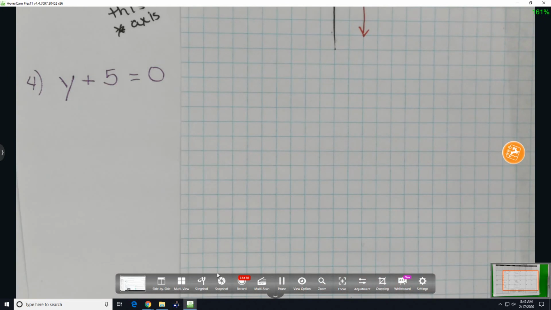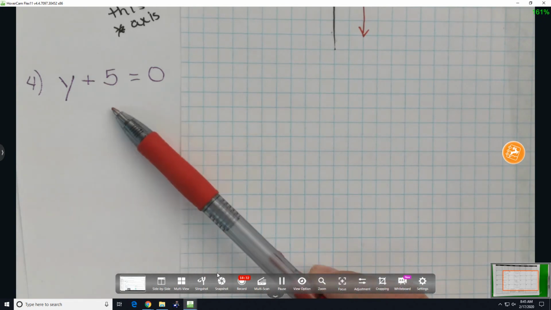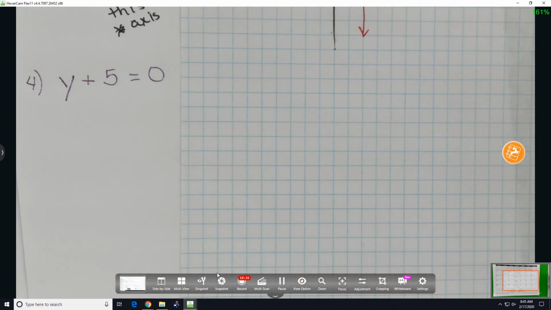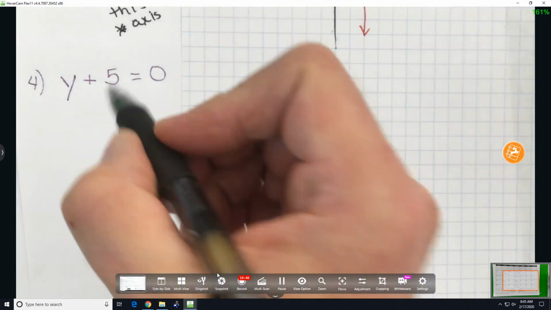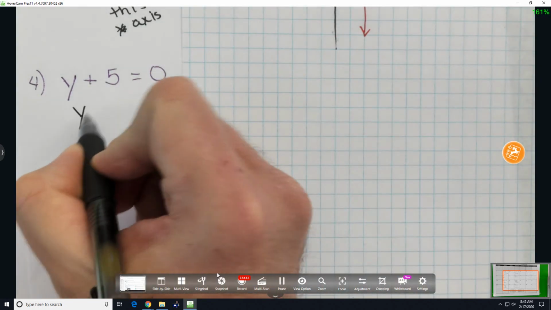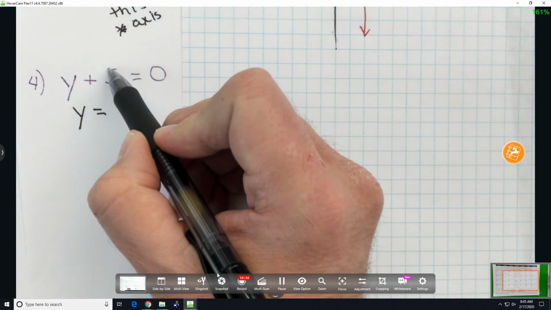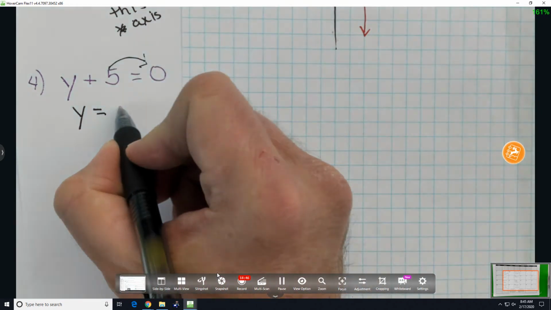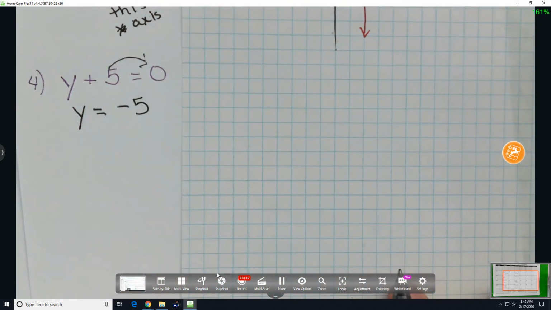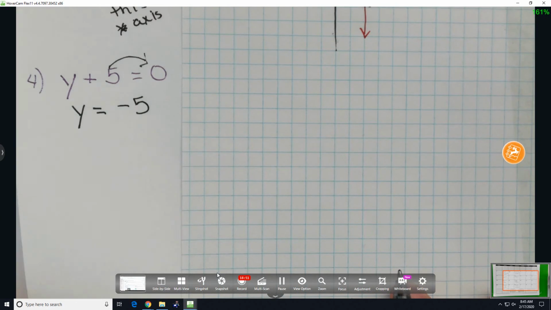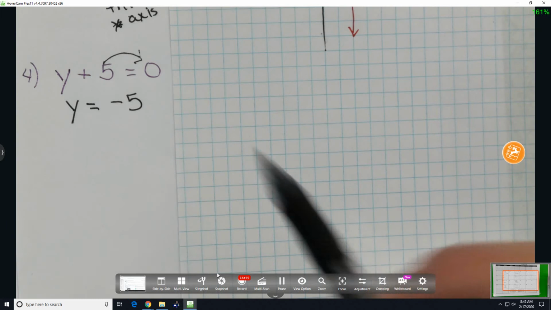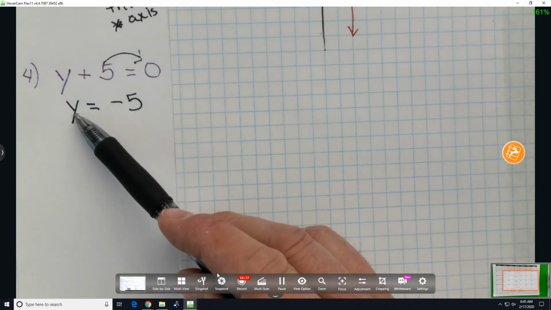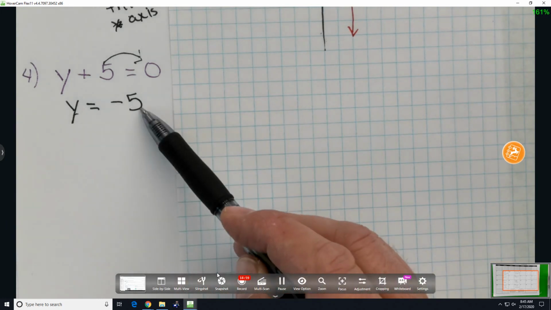Well, is it a slanted line? Well, no. There's only one variable. So if there's only one variable, you've got to have that variable by itself. So what am I going to have to do? Yeah. Subtract 5 from both sides. Y equals -5. So we're going to draw a line passing through the y-axis at -5.